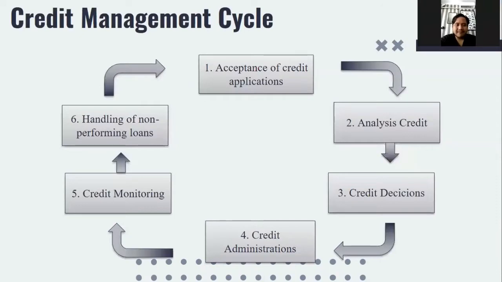Okay, and the next one, we would like to talk about the credit management cycle. There are 6 steps. The first step is acceptance of credit application. Second, credit analysis. Third, credit decisions. Fourth, credit administration. Fifth, credit monitoring. Sixth, handling of non-performing loans.